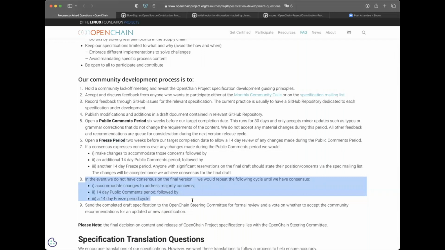have consensus. In practice, we expect to edit the document and have a very gentle public comment period of 30 days and a freeze period of 2 weeks without any particular issues, and hopefully a nice smooth run to getting this document over to the steering committee for formal review and vote. That's our process. Pausing here to check if there's any questions or concerns.